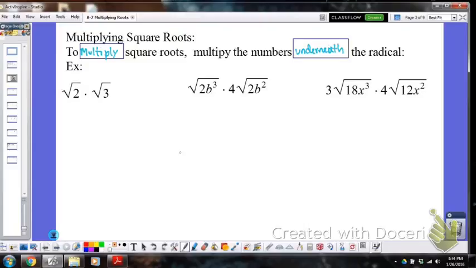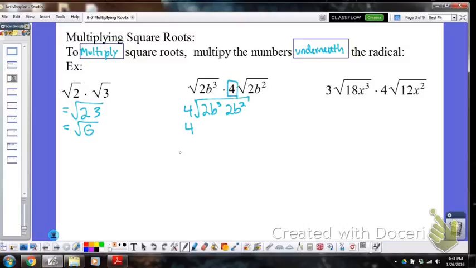the radical. So for example, if we have root 2 times root 3, well, that is equal to root 2 times 3, which is equal to root 6. Looking at the next one, we have root 2b cubed times 4 root 2b squared. We'll take this 4, we'll bring it out front, we'll leave it out in front of our radical, and we'll take 2b to the power of 3 times 2b squared, and we'll take the square root of all of that.